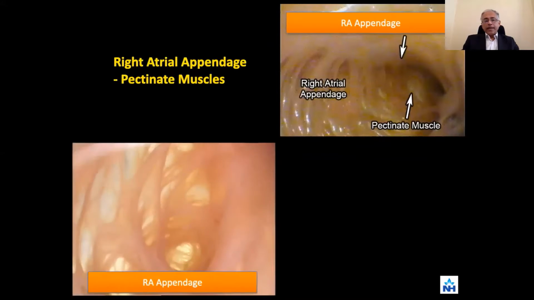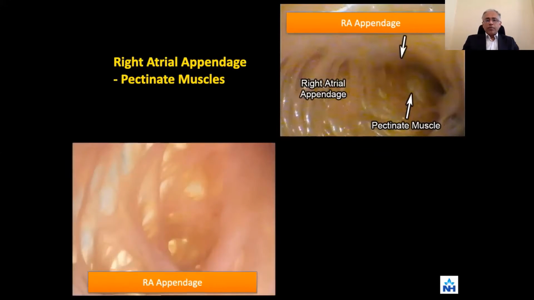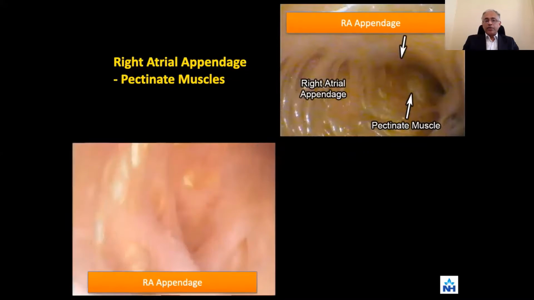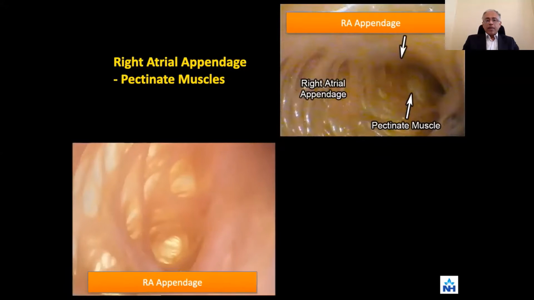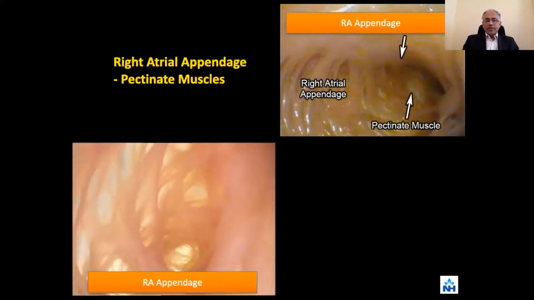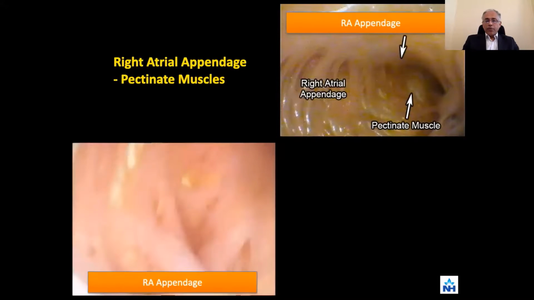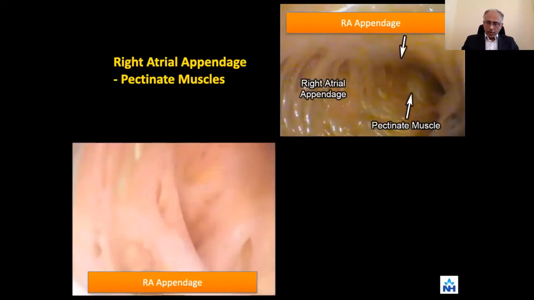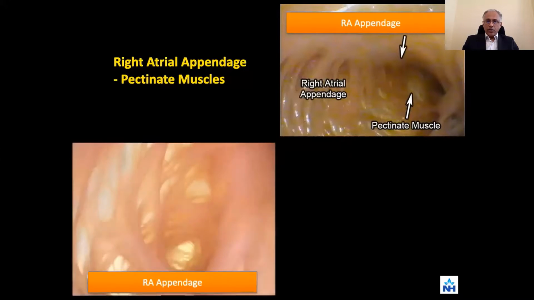Then the right atrial appendage, not much of a problem, especially in transthoracic, because you don't see the right atrial appendage so well in transthoracic, but in TEE it can be seen. And here again, you have something called pectinate muscles, which are ledges or ridges of muscle that go in a very intertwining way. When they become very prominent, they can look very thick and mimic some masses, and they have often been compared to the teeth of a comb. This is how it actually looks.